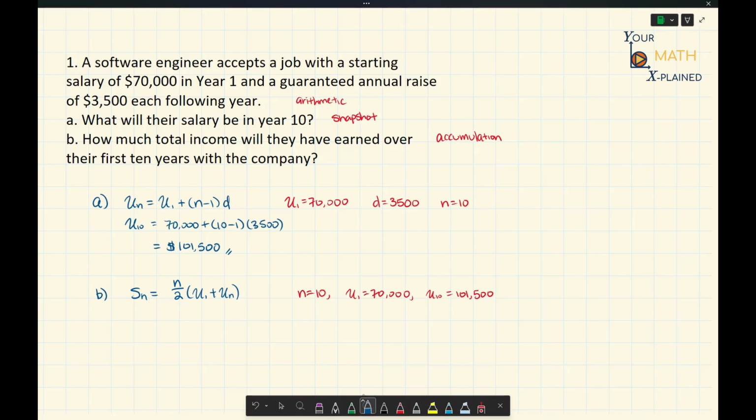So now we can substitute these numbers in and we get S sub 10 is equal to 10 over 2 times 70,000 plus 101,500. And this gives us a total value of $857,500. So this is how much they have earned in total over the first 10 years with the company.